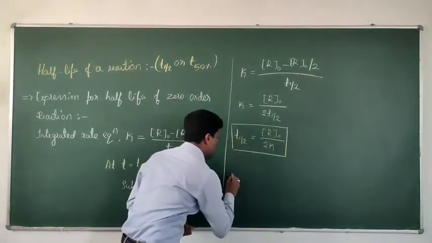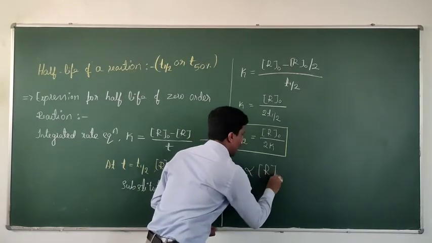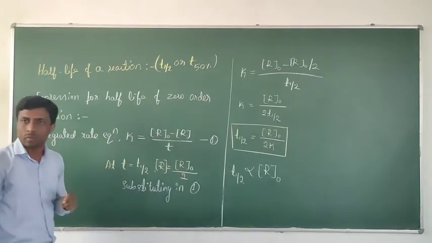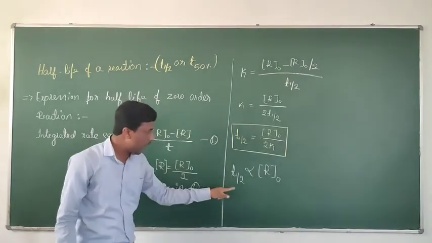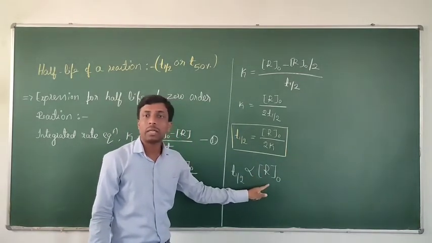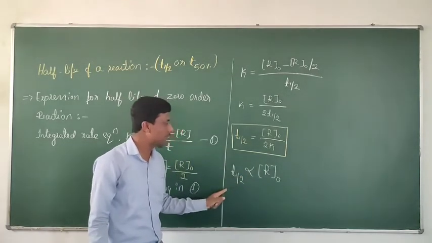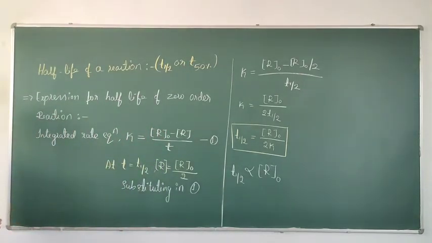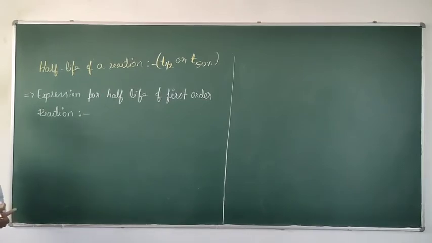The expression indicates that t half is directly proportional to R naught, the initial concentration, in case of the zero order reaction. It means the t half of the zero order reaction depends upon the initial concentration of the reactant. By observing the expression, we can say this. This is about the calculation of half-life of a zero order reaction. Continue. Half-life of a reaction for the first order reaction.